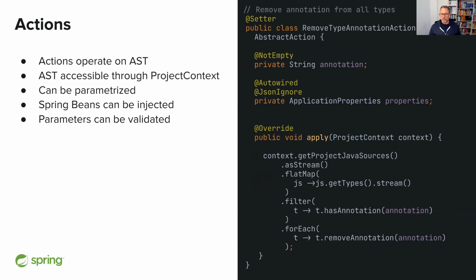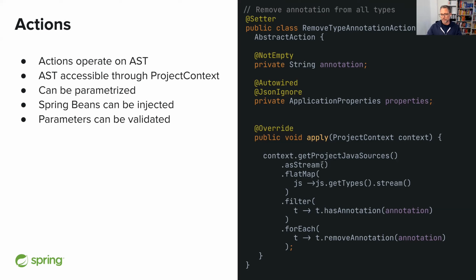Probably the most important class in SBM is an action. In almost all cases, it makes sense to extend from abstract action, give it a speaking name, and then these are the actions that we define inside our recipes. Again, if you have more generic recipes, like this one here, remove a type action, annotation action, it makes sense to make them parameterized. In this case, we can provide different annotations, and they're going to be removed if they are found.